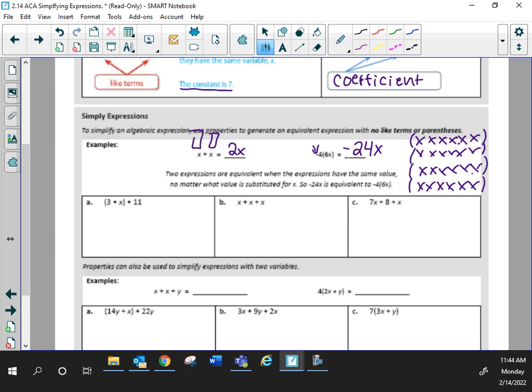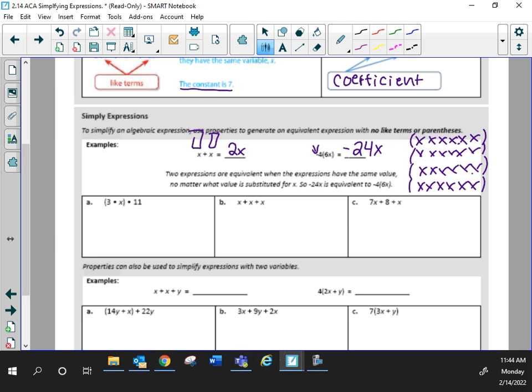Okay. So two expressions are equivalent when the expressions have the same value, no matter what the value is substituted for x. If you put in 24,000 for x and solve both sides, you should still get the same answer. So negative 24x is equivalent to negative 4 times 6x. I would not ever plug in 1 or 0 as I've mentioned. Those are not a good idea to plug in for x. It's always good to do 2 or above, but keep it simple, so that's why I say 2.